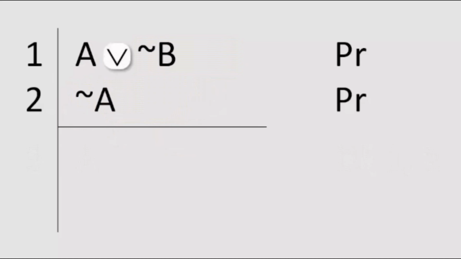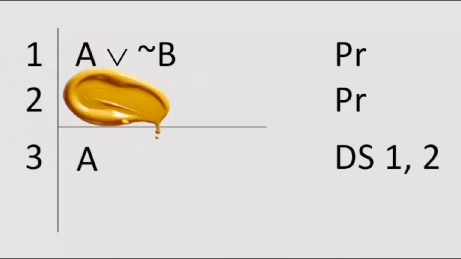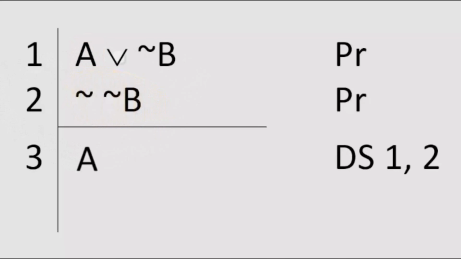Let's look at another case. Here we have a disjunction whose second disjunct is a negation. If we are given the negation of the first disjunct, not A, then of course what we will be able to derive is the second disjunct, not B. But think again, in this case, if we have the same disjunction, what would we need to have in order to derive the first disjunct by disjunctive syllogism? Again, think a little bit. We would have to have the negation of the second disjunct. We would have to have tilde, tilde, B.